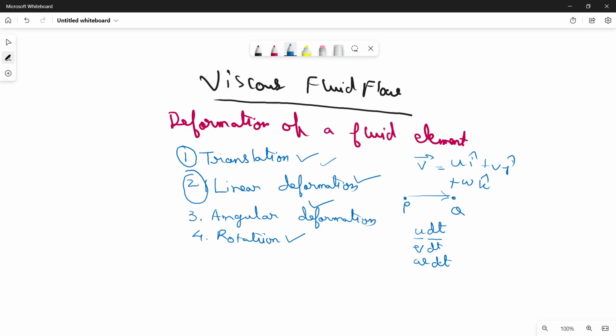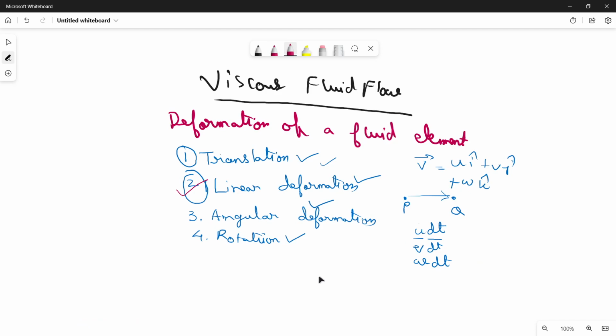Then second is linear deformation. So what is linear deformation? Linear deformation is the change in the length. The linear deformation can be considered as the change in the length in each direction, that is x direction, y direction, and z direction. Okay, so the change in the length in each direction is termed as the linear deformation.